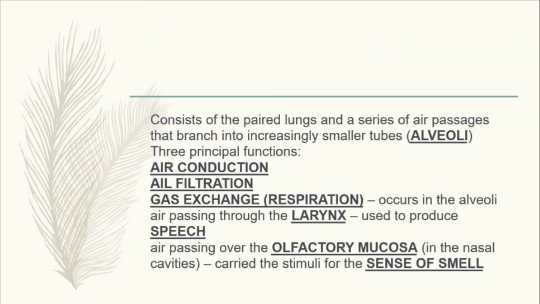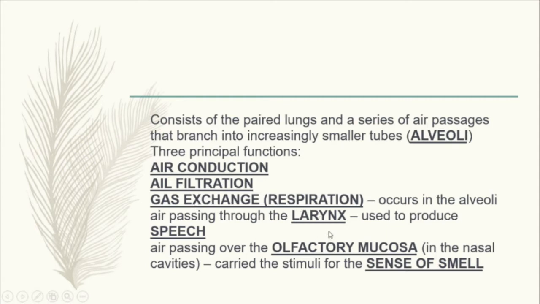So here in the overview, your respiratory tract consists of paired lungs and a series of air passages that branch into increasingly smaller tubules ending in alveoli. The alveoli are the functional unit of your lungs. There are three principal functions of your lungs, which are air conduction, air filtration, and gas exchange or respiration. Gas exchange is facilitated by respiration.